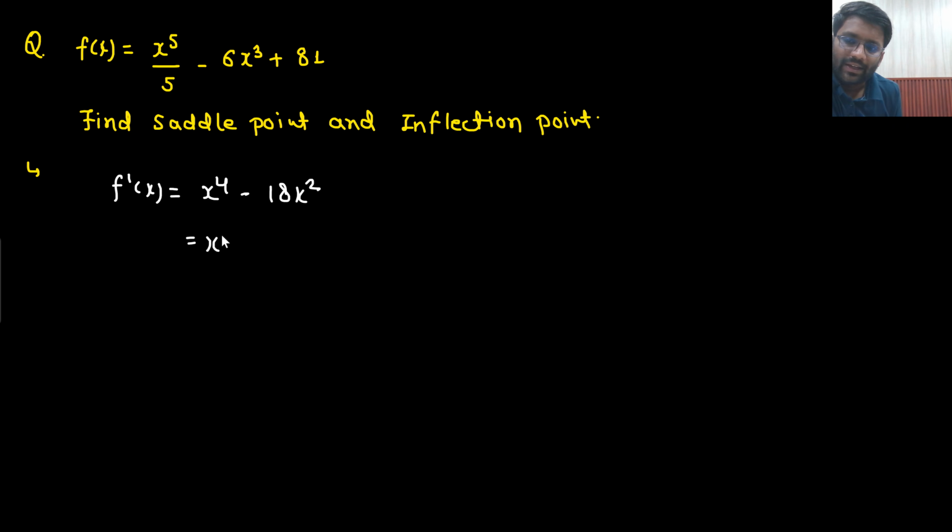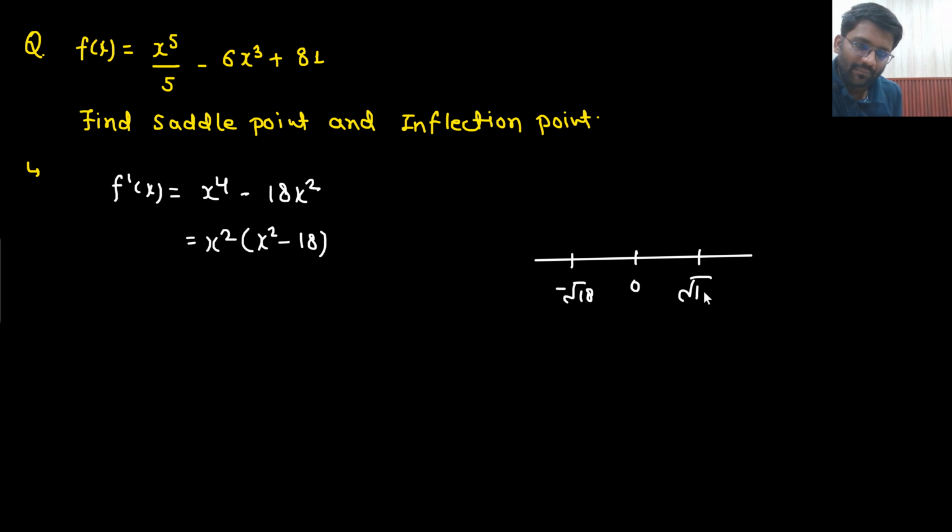Now what we need to do is take x square common, so x square minus 18. So what roots are we getting? We are getting 3 roots: 0, plus under root 18 and minus under root 18. Plus minus under root 18, but the sign will not change at 0 because 0 is coming twice. Even power is there, so the sign will not change there, and at the other roots the sign will change.